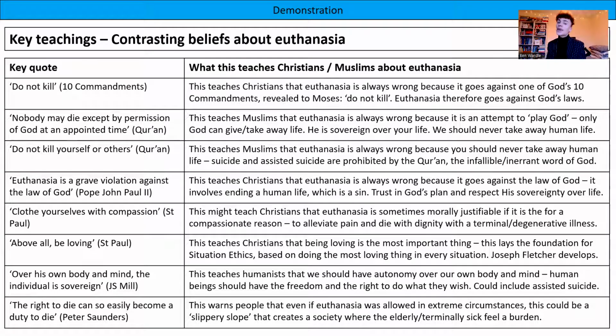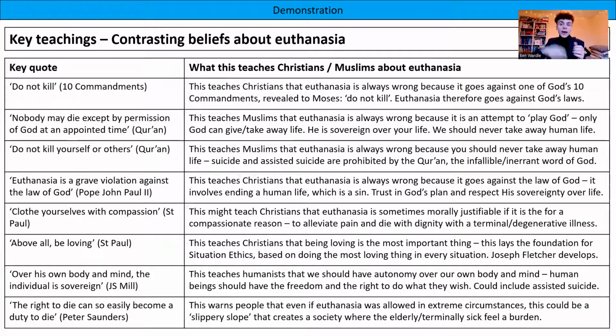So whilst you might think it's a loving and compassionate thing to allow it in certain circumstances, Peter Saunders is warning that could become a slippery slope to a culture in society where people who get to a certain age or have a certain condition feel a duty to die because they feel they're a burden and they feel that that's what they need to do in order to make sure they're not being a burden.